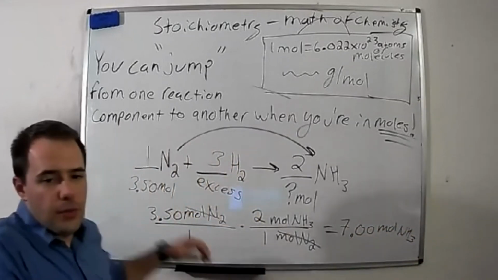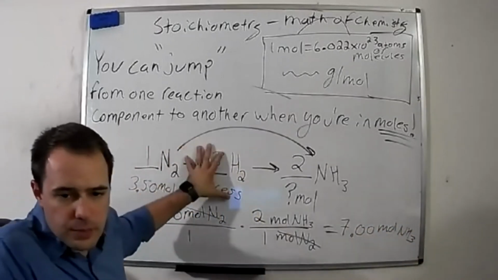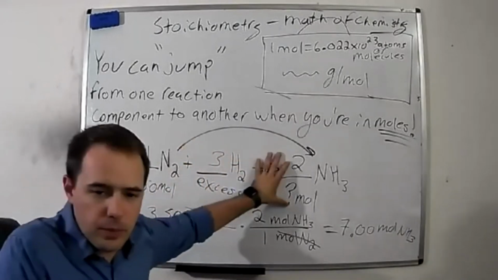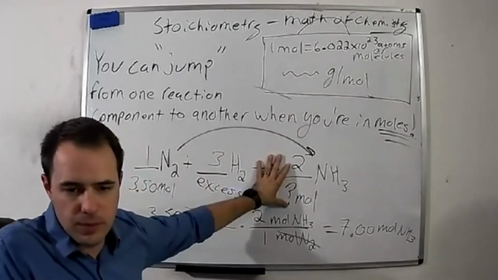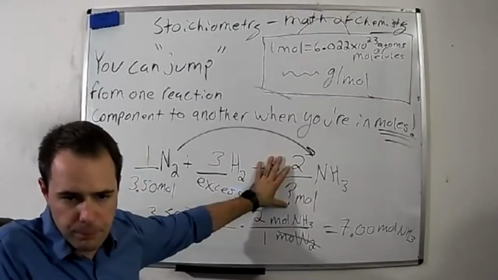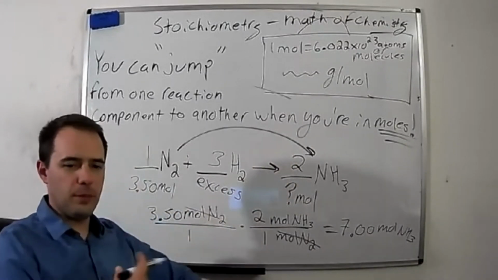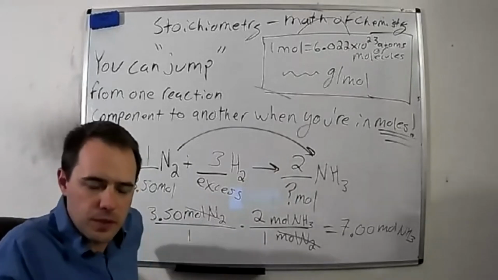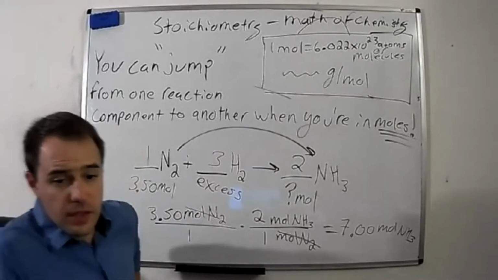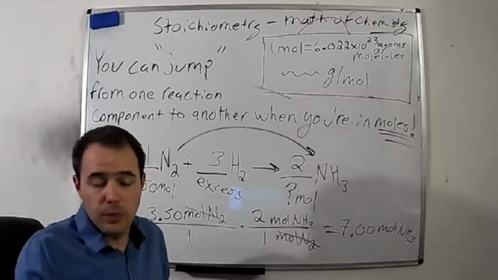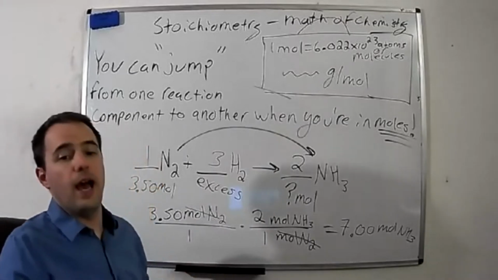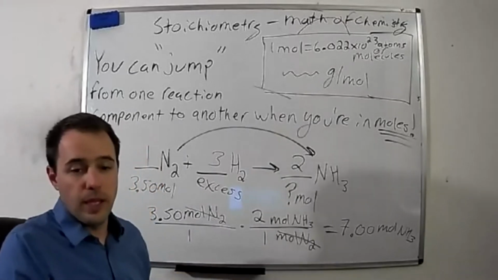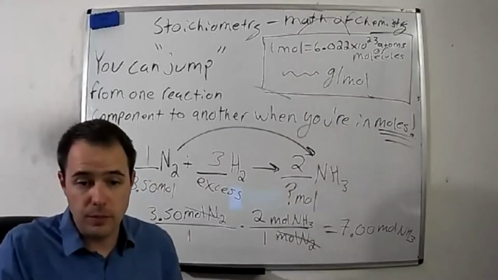So if I allow 3.5 moles of N2 to react with an excess of hydrogen, I would be able to make a maximum of 7.00 moles of NH3. You are starting to become chemists, right? Or at least what I like to think of as synthetic chemists. A synthetic chemist makes stuff for people, and you're learning now how to make stuff for people, and that's where reaction stoichiometry comes into play.